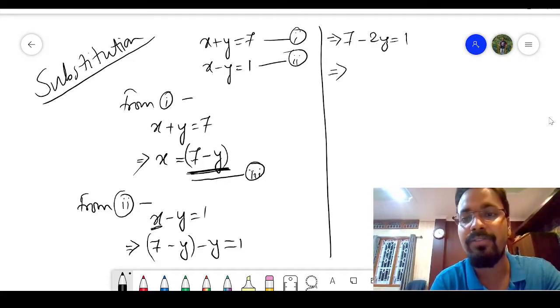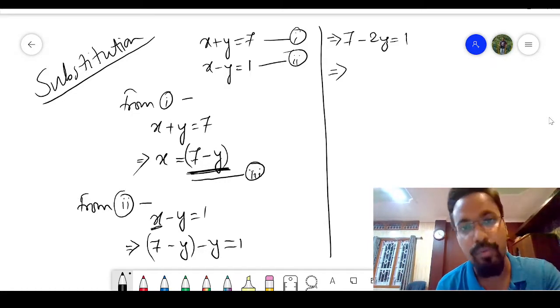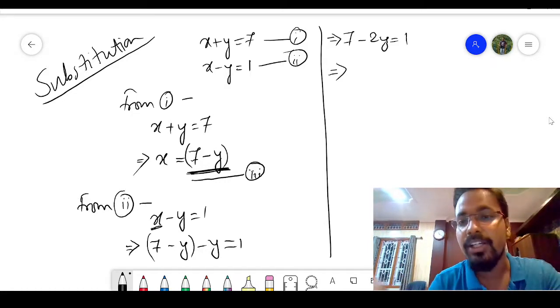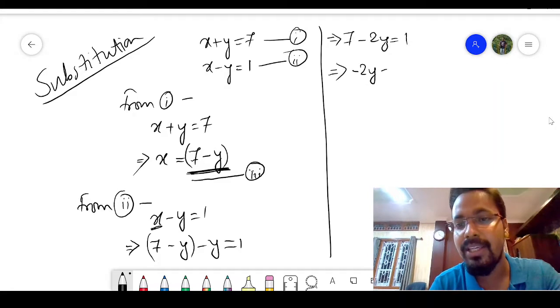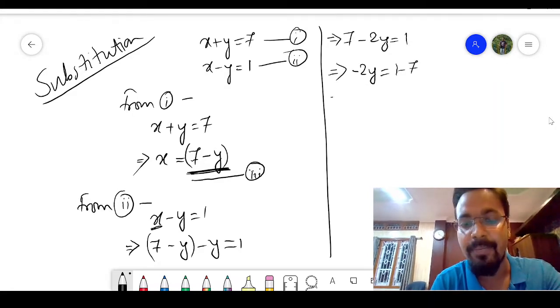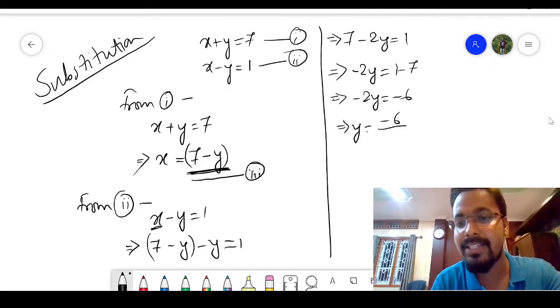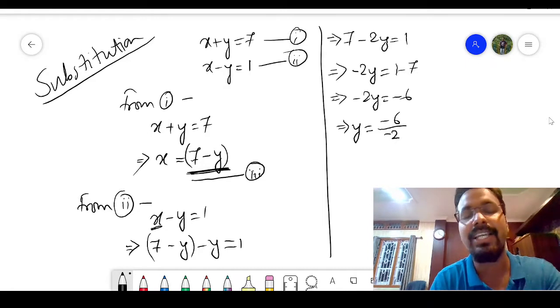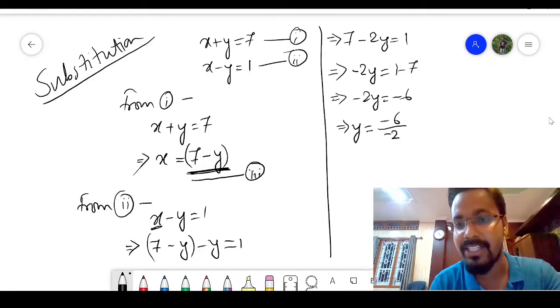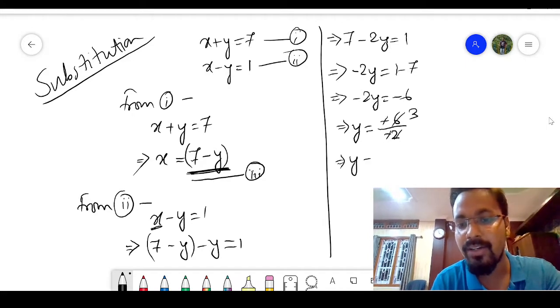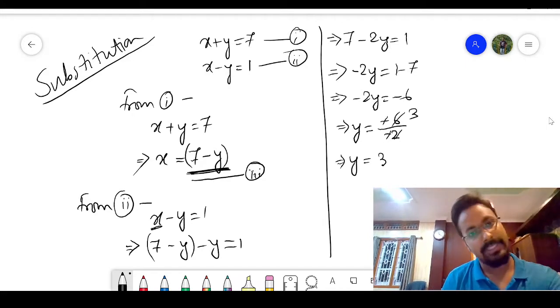Now from here obviously we can easily find the value of y. We have all done simple algebra. So minus 2y is equal to 1 minus 7, and we are going to get minus 2y equal to minus 6, and now y will be equal to minus 6 divided by minus 2. Side change, I hope all of you have the basic idea of side change. So minus will cancel and this is 3. So y equals 3. Done.